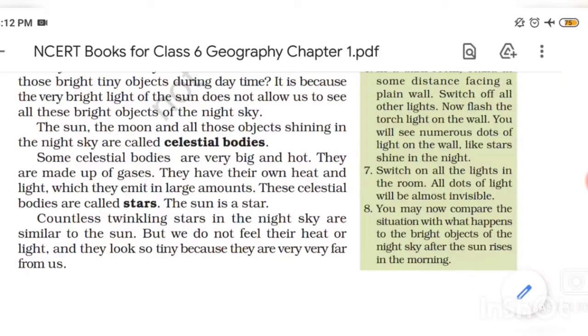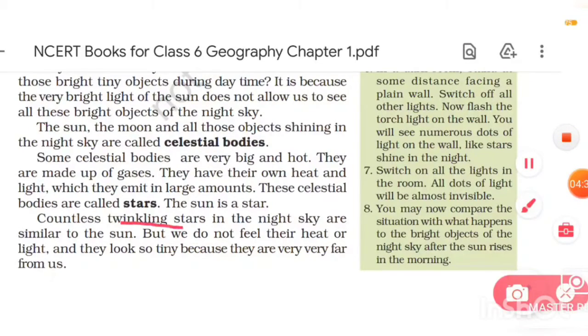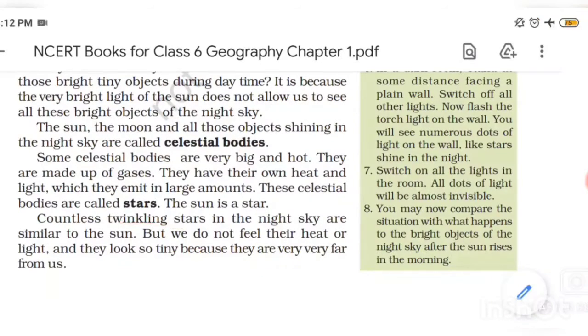Countless twinkling stars in the night sky are similar to the sun. But we don't feel that they are as bright and give light to us, because they are far away from us. That's why they look very tiny. If a question is asked in the examination about why objects like the sun look very tiny in size, the answer would be because they are very, very far away from us. That's why they appear smaller or tiny in size.